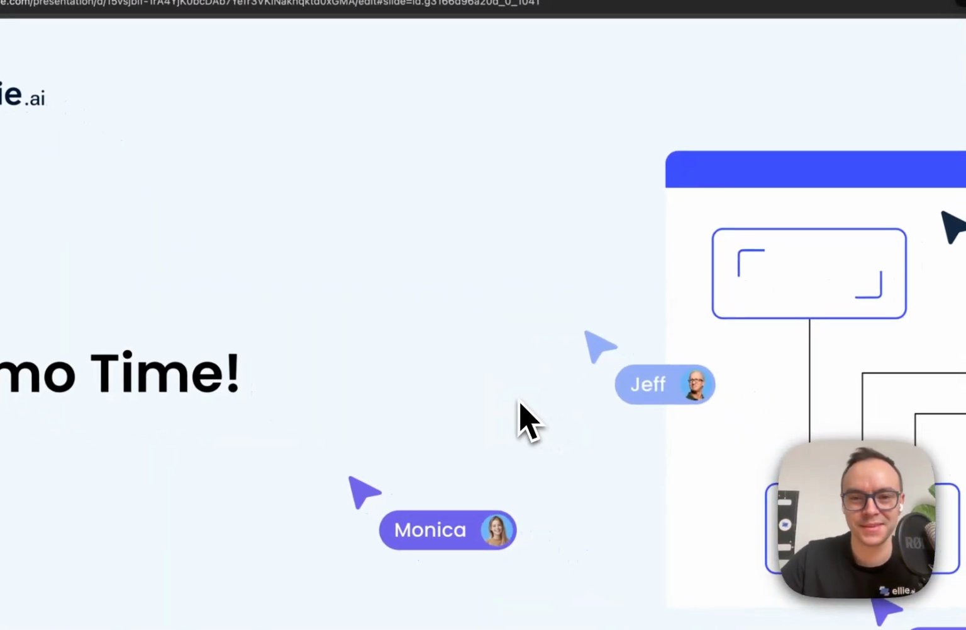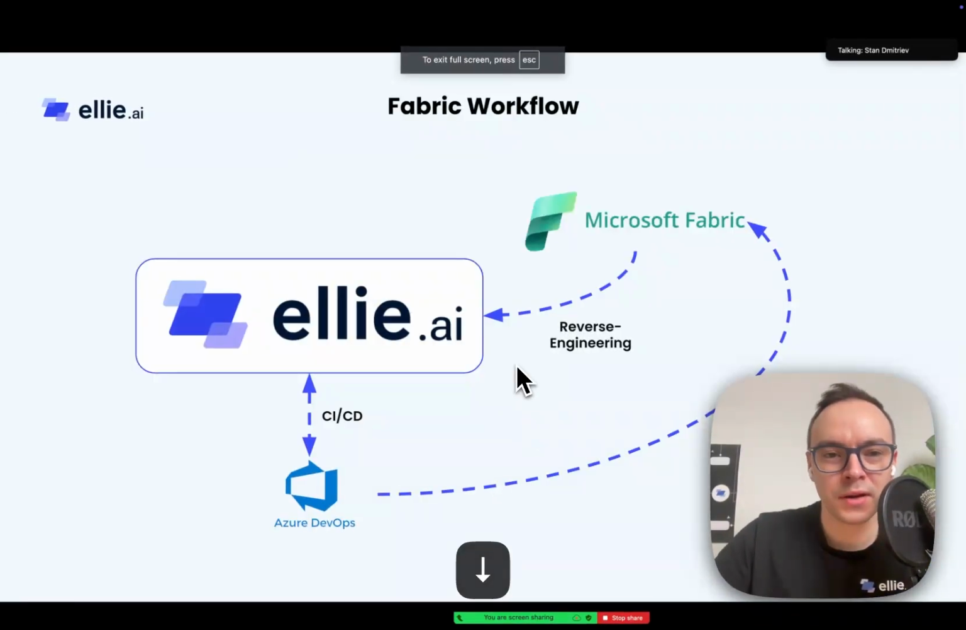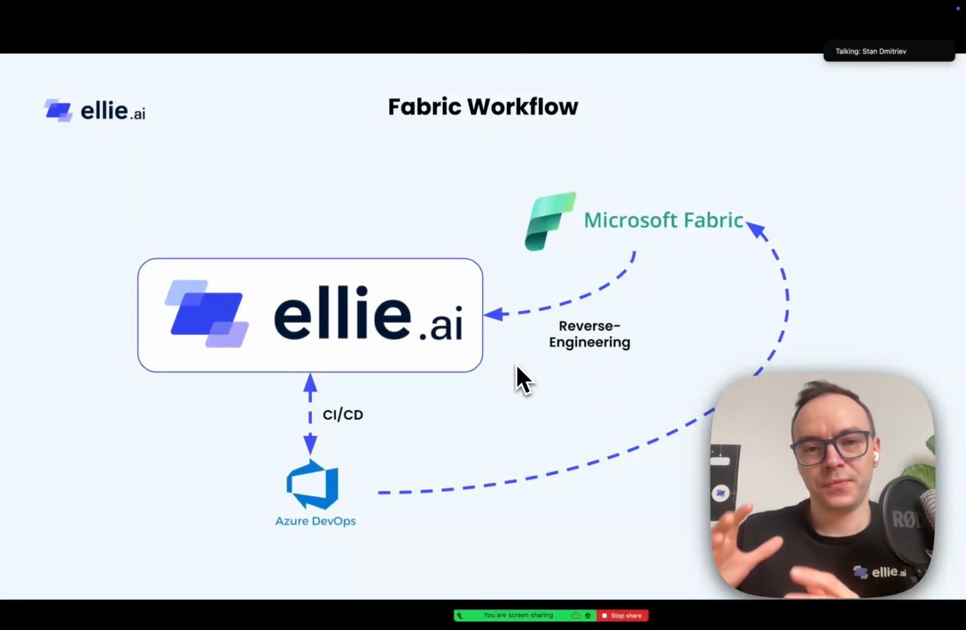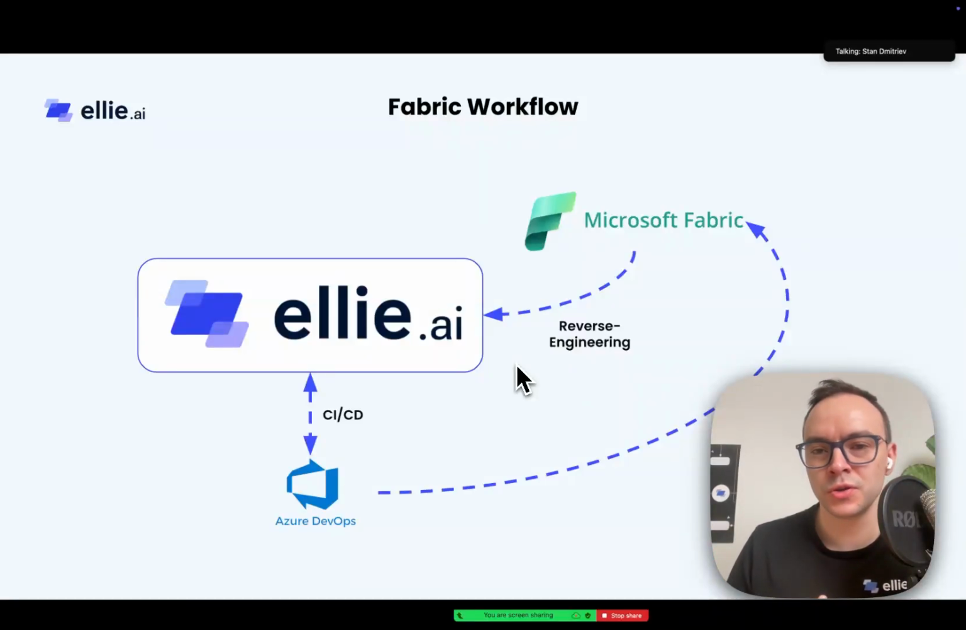All right, let's continue with our demos. And let's quickly look into Fabric. So the idea here is that you can do a couple of things in Ellie with Fabric. First, you can bring your existing models, schemas into Ellie as physical models. I'll show you that.